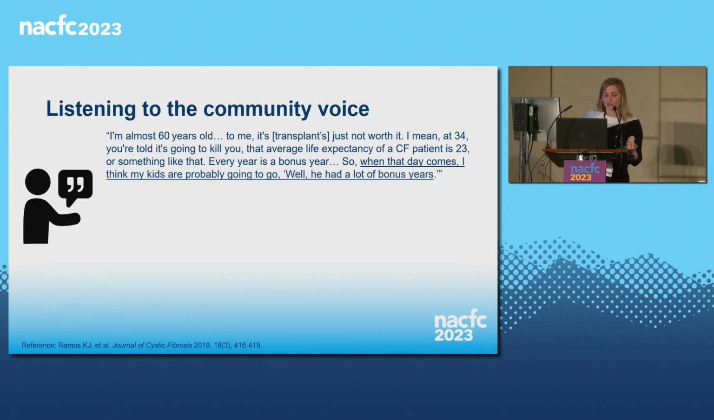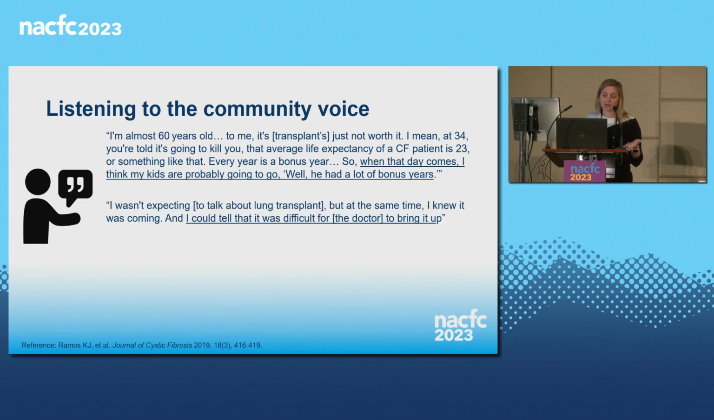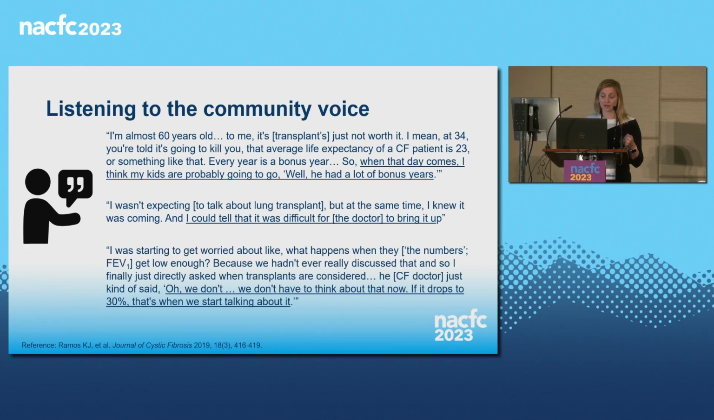So here's another quote from that paper. I'm almost 60 years old. To me, transplant's not worth it. I mean, at 34, you're told it's going to kill you. The average life expectancy of a CF patient is 23 or something like that. Every year is a bonus year. So when that day comes, I think my kids are going to go, well, he had a lot of bonus years. I wasn't expecting to talk about lung transplant, but at the same time, I knew it was coming, and I could tell that it was difficult for the doctor to bring it up.